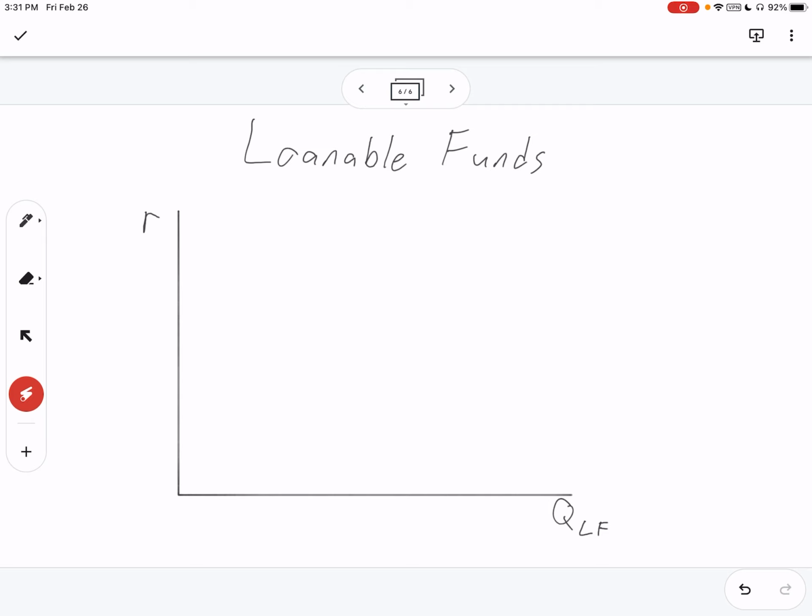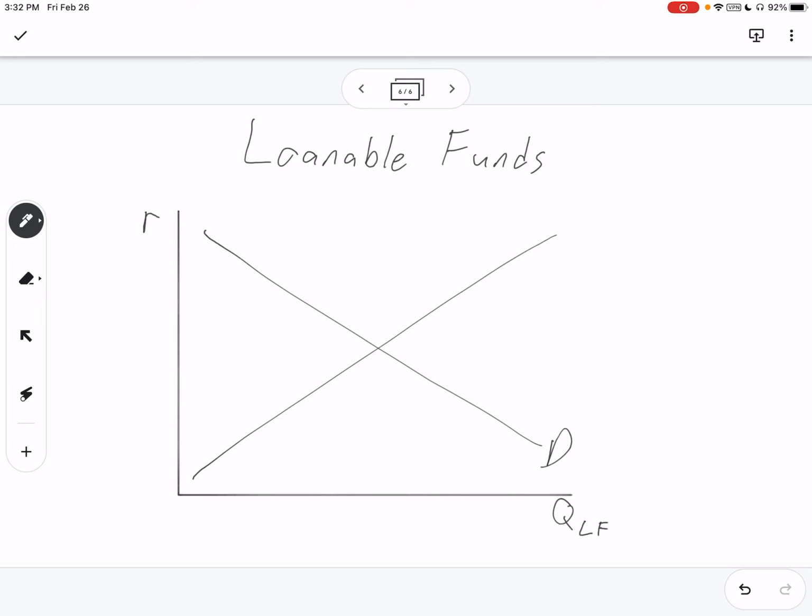So we have the quantity of loanable funds, real interest rate, and then after that, it's just a supply and demand graph. Nothing fancy. This is the demand for loanable funds, and this is the supply of loanable funds. In the past, I've had LF there. I suppose you can do that if you want to. I've done that plenty of times in the past, but I don't want to complicate things too much. But this is the supply and demand of loanable funds.